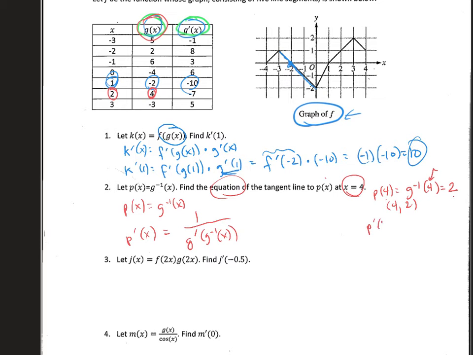Now p prime of 4, we're going to use the derivative that we just wrote over there to the left, 1 over g prime of g inverse of 4. We just found g inverse of 4 when we did the point. So this is going to be 1 over g prime of 2. And we look back at the chart. Here's g prime. Here's 2. Here's the slope. It's 7. So that will be 1 over 7. So now I know a point. I know a slope. I can write the equation of the line.